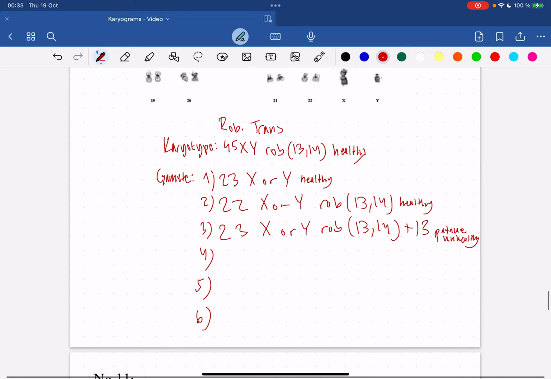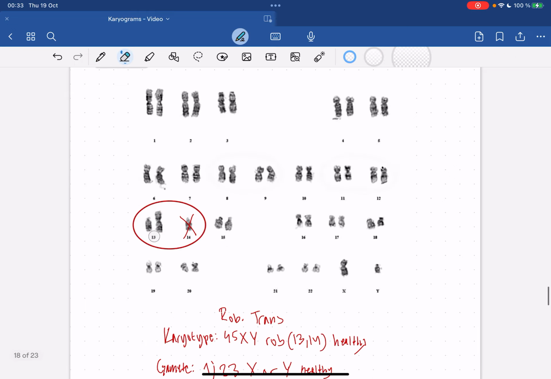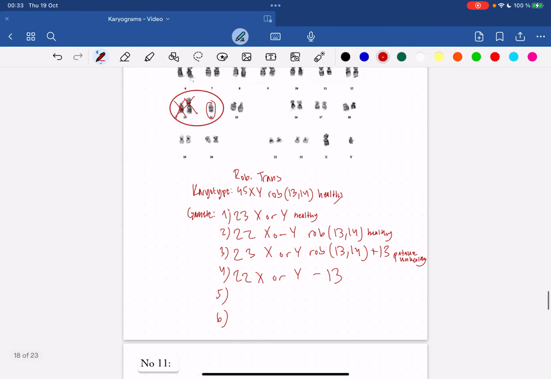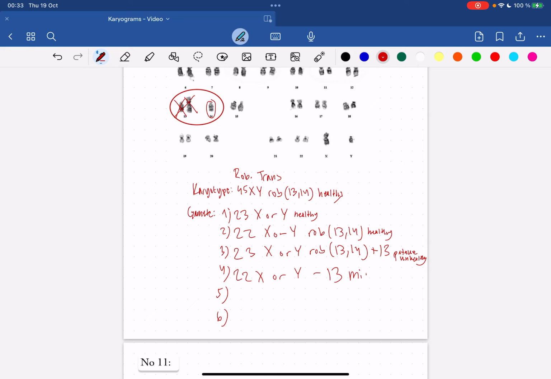Okay, number 4, we just take, oh sorry, X or Y, I forgot. Minus 13, how would that look? Well, it would look something like picking this but not these, right? So that would be minus 13, and that is a monosomy, and monosomy always leads to miscarriages.